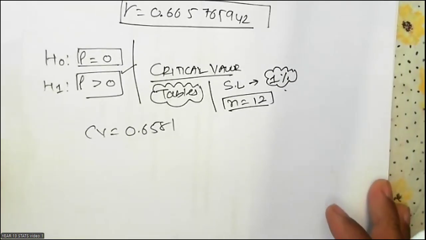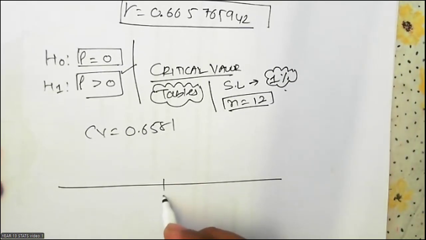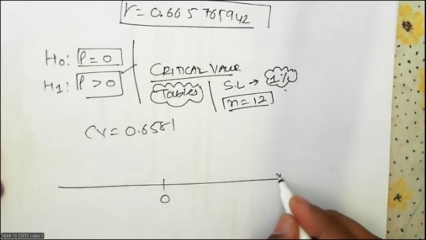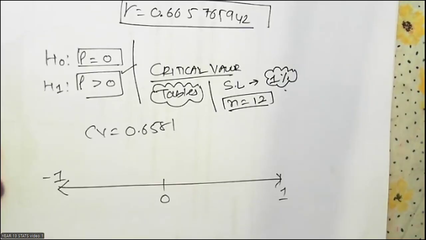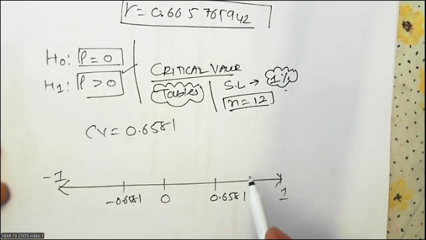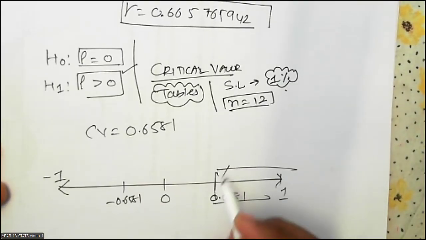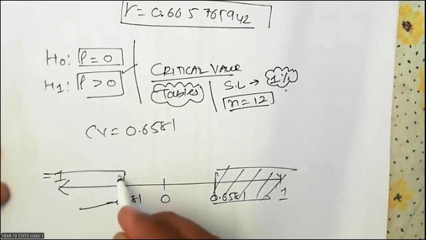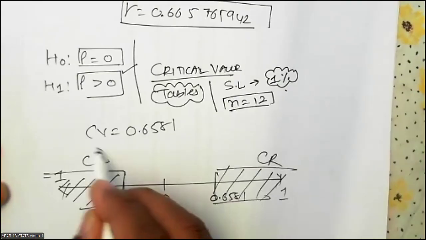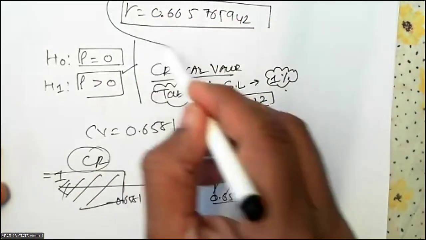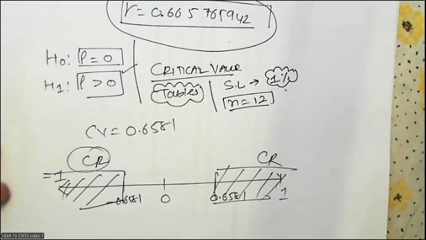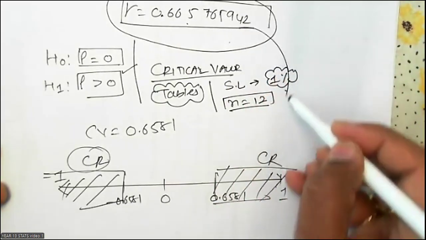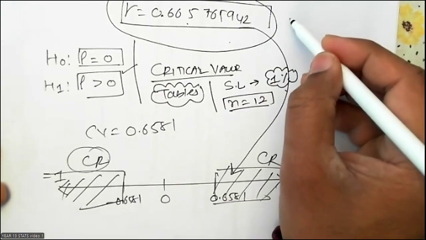Okay, so very important now. How do I take a decision? People, very important. The way I say this, people just draw a number line. 1 and -1 on the extreme ends, because that is what correlation could be. Then 0.6581, the critical value I've got. I'll add minus as well, depending on what type of correlation this is. And my critical region is going away from 0. That means these are my two critical regions. And what do we do, people? I compare my calculated value, which was this, and see if that falls in the critical region. It is: 0.6657 is bigger than 0.6581. So this falls in the critical region.